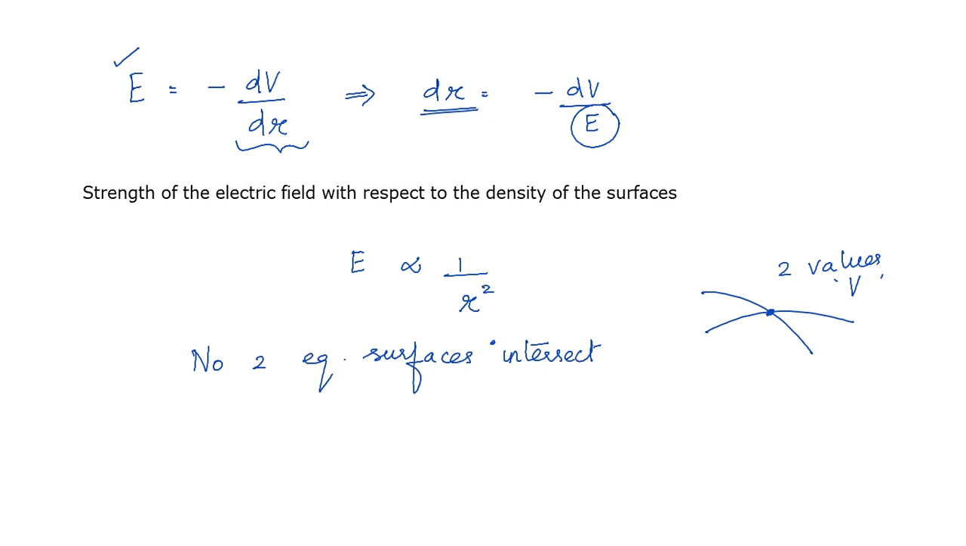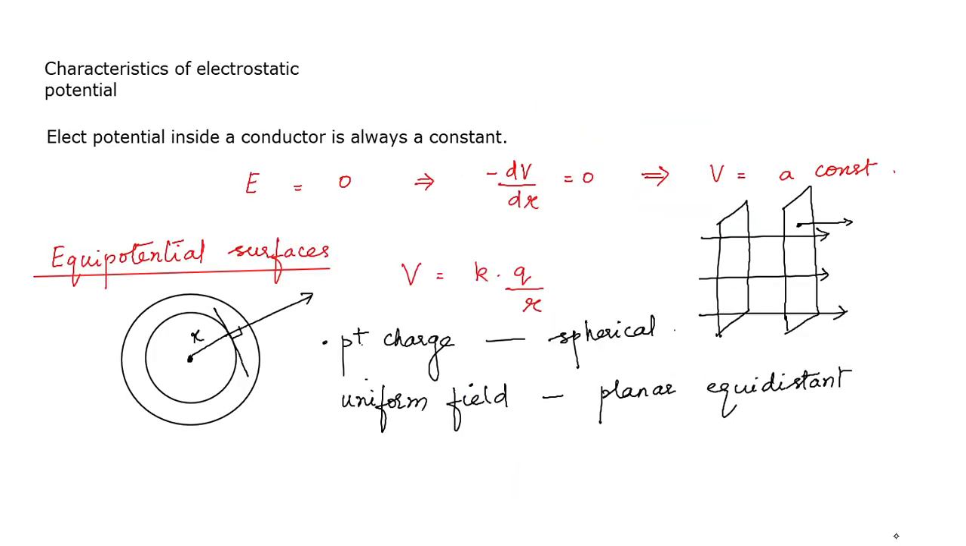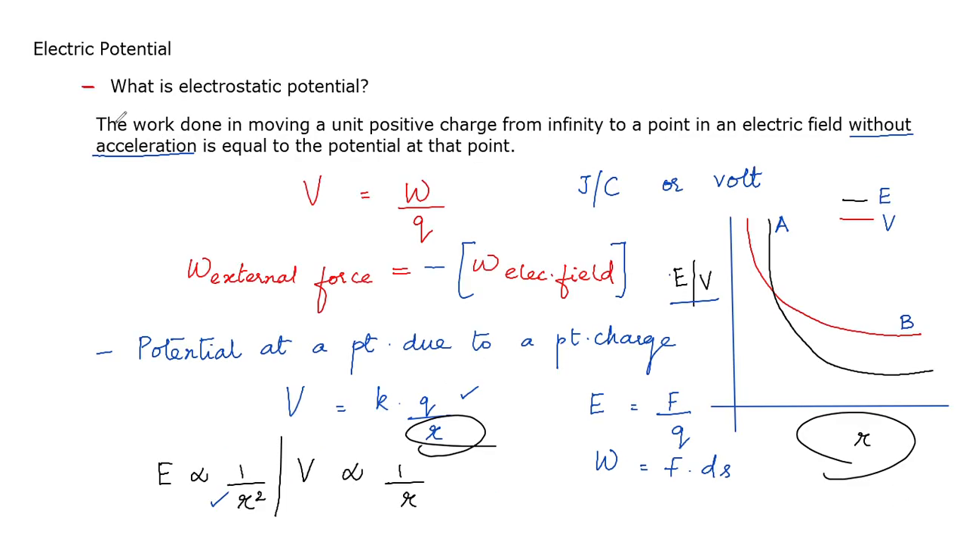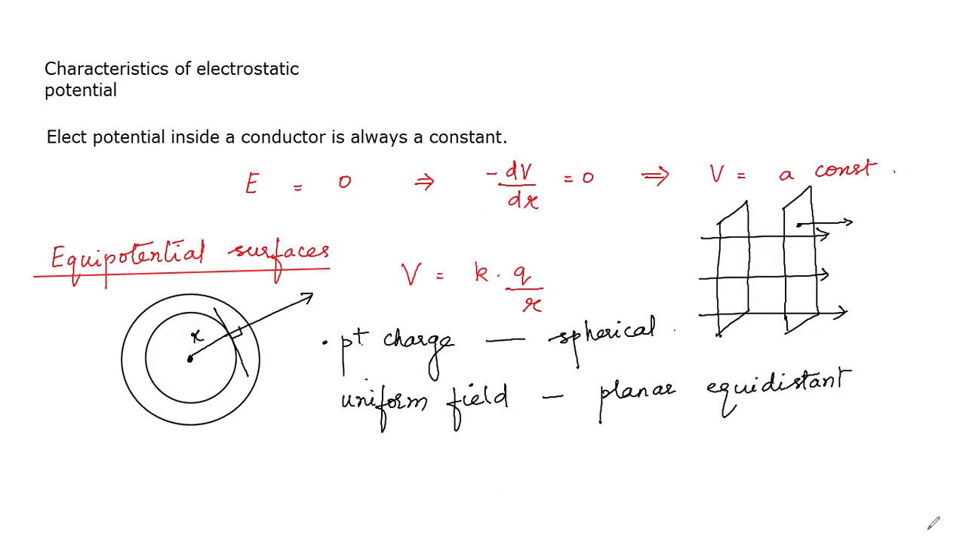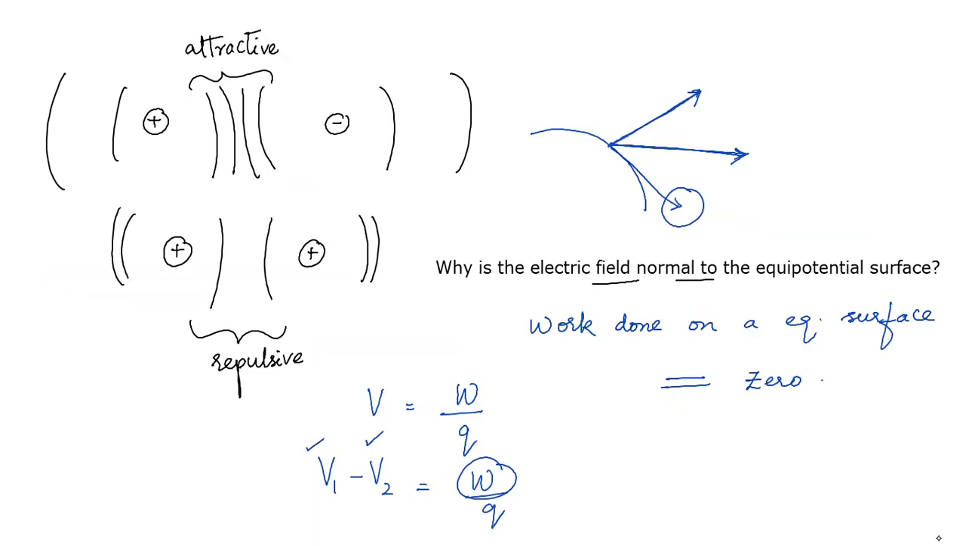This is how you are going to go ahead with the characteristics and the concept based questions that might come out. So what is electrostatic potential? The definition of electrostatic potential, W by Q, the derivation of electrostatic potential, and the graphical analysis of the relationship between electrostatic potential and field with respect to the distance from the charge, and again the numerical relationship, scalar quantities, superposition is for numerical, and the characteristics of electrostatic potential and equipotential surfaces.